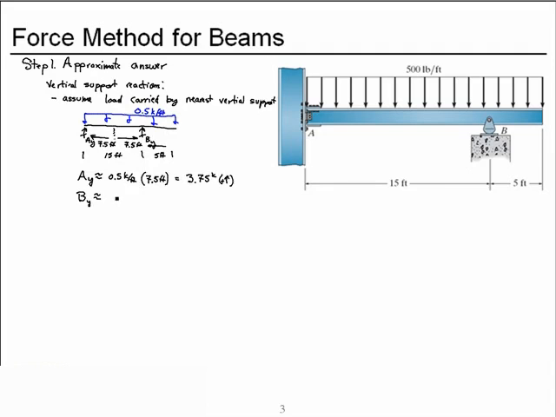BY, I'll approximate by taking 0.5 kips per foot, 7.5 feet plus the 5 feet. Put those all together and I'll get 6.25 kips up. Now let's talk about the moment support reaction.